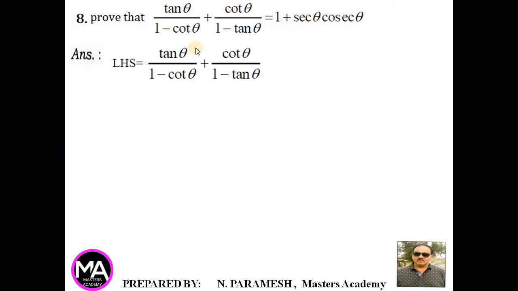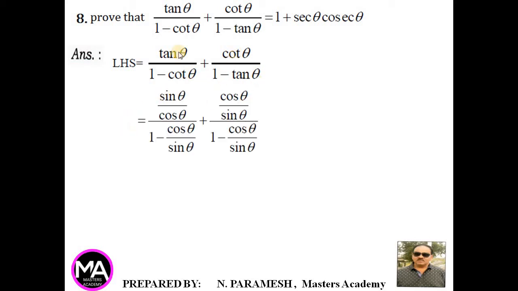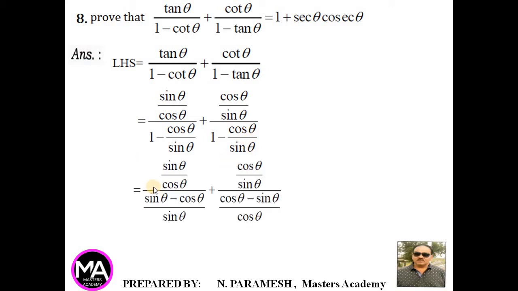Answer. LHS is equal to tan theta divided by 1 minus cot theta plus cot theta divided by 1 minus tan theta. That is equal to tan theta, the ratio function of sin theta by cos theta, divided by 1 minus cot theta, the ratio function of cos theta by sin theta, plus cot theta, which is nothing but cos theta by sin theta, divided by 1 minus tan theta, which is nothing but sin theta by cos theta.